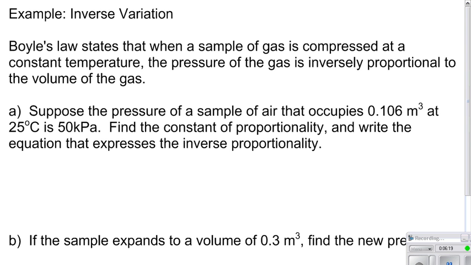So here's an example. Boyle's law states that when a sample of gas is compressed at a constant temperature, the pressure of the gas is inversely proportional to the volume of the gas. So pressure is inversely proportional, k over the volume, k over V. Suppose that the pressure of a sample of air that occupies 0.106 cubic meters at 25 degrees Celsius is 50 kilopascals. Find the constant of proportionality and write the equation that expresses the inverse proportionality.